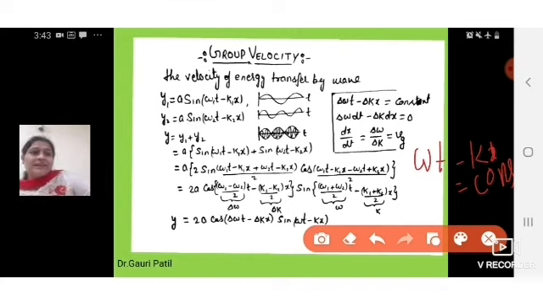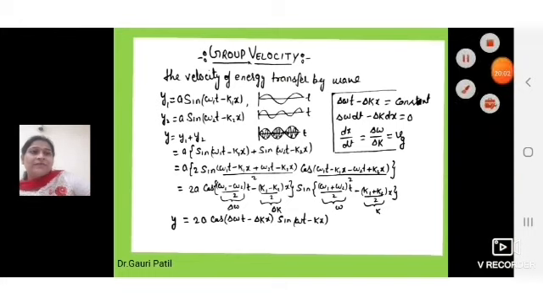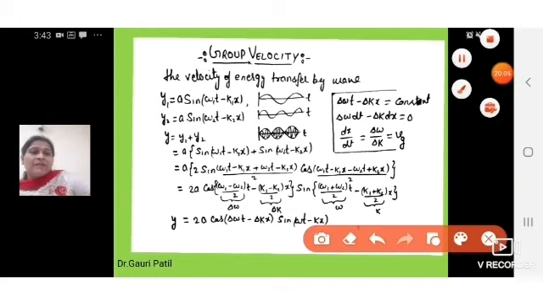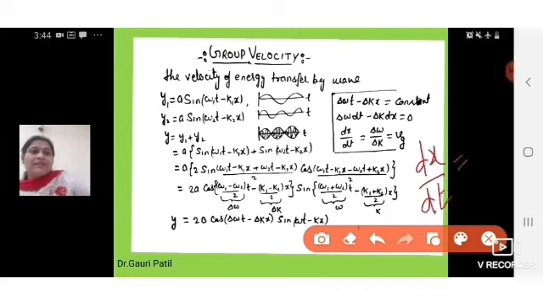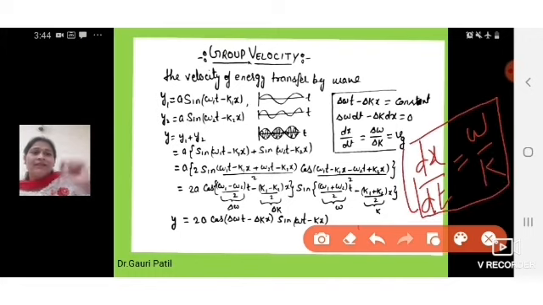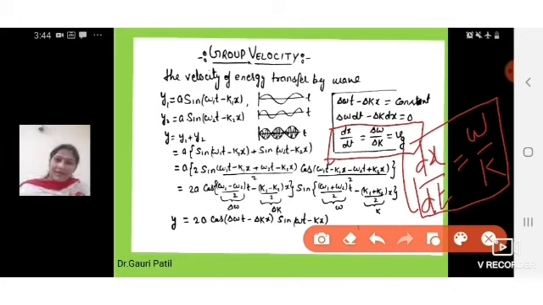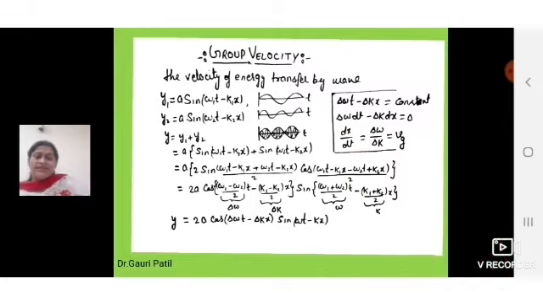This is the relation for the phase velocity. So for group velocity we get dx by dt is equal to d omega by dk, which is represented by Vg, and for phase velocity we get dx by dt is equal to omega by k. So students, this is the expression for the group velocity.